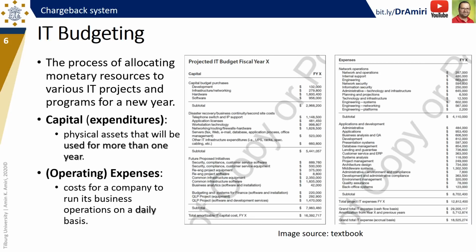An example of a capital expenditure, as you can see on the left side of this image, is the cost of development, purchasing infrastructure and networking, hardware purchase and software purchase, and there is a specified amount of money for that. That means the IT department cannot incur a cost higher than these numbers in the next year. However, of course, they can incur a lower cost.